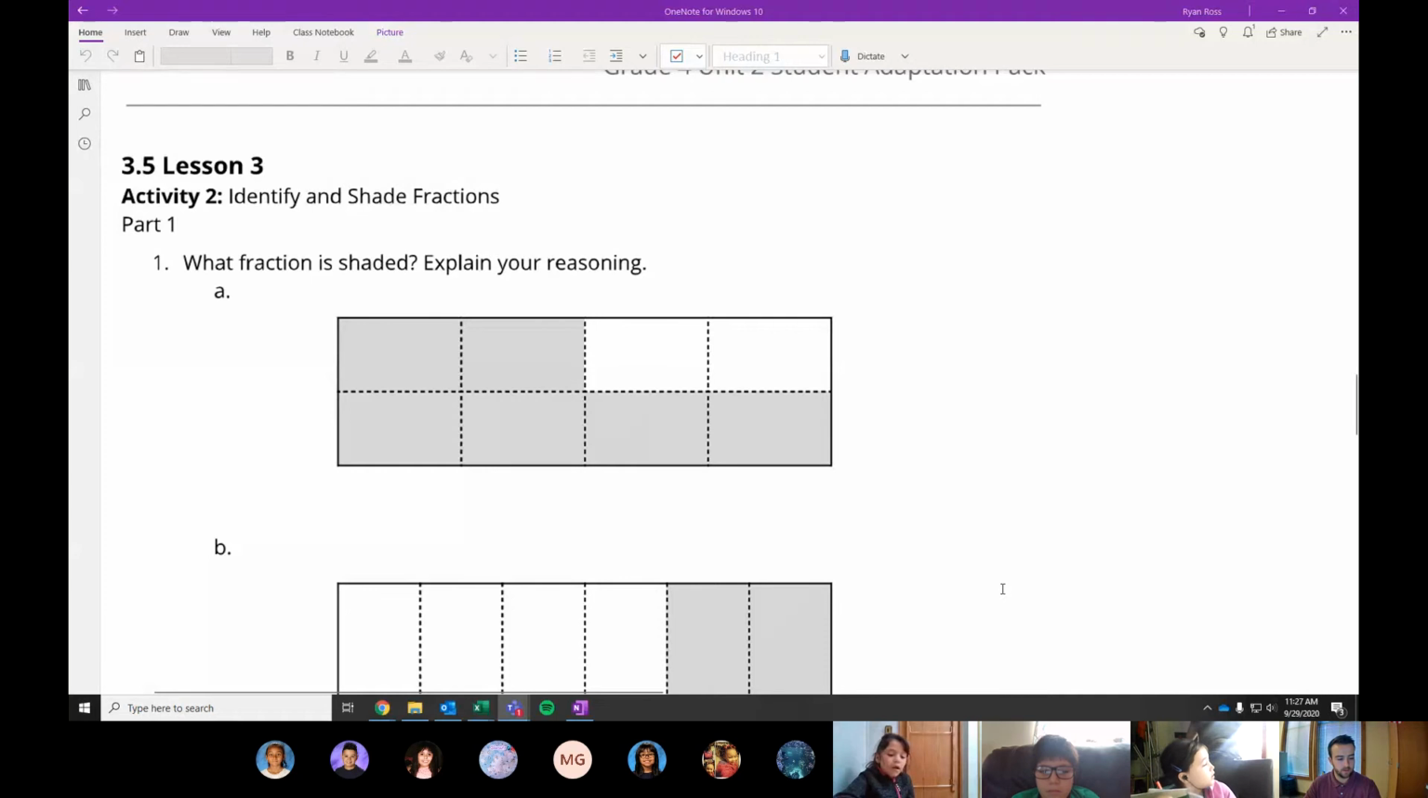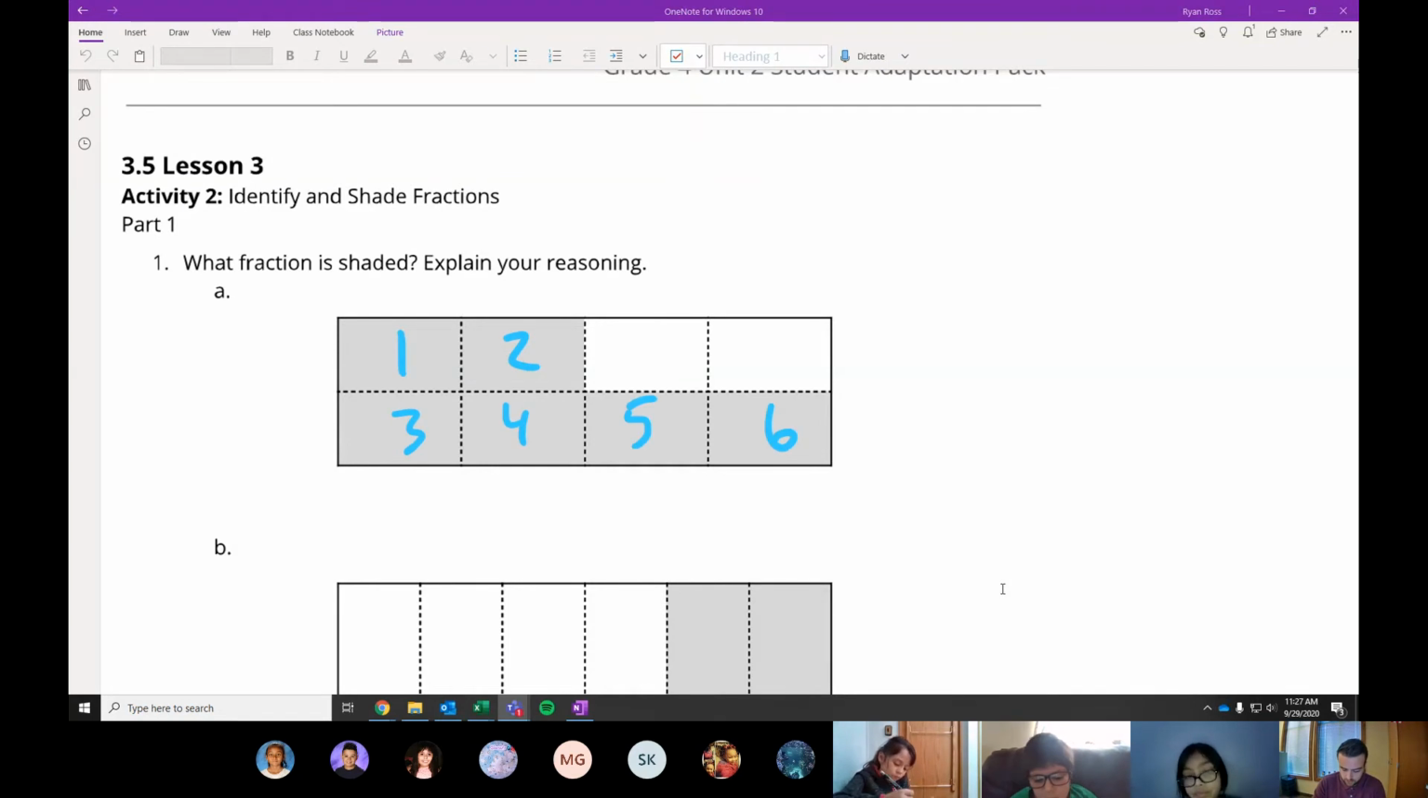Eileen, let's go to you. I haven't heard from you much today. How many are shaded? Six. Yeah, we have 1, 2, 3, 4, 5, 6 that are shaded in. So 6 are shaded. What's the size of each of those pieces? Like, what's the size of block number 1 right there? 1.